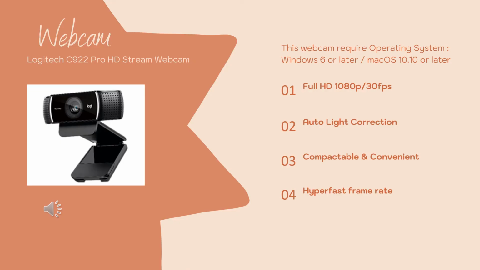For input devices, firstly, he needs a webcam in order for him to join his online class. For a webcam, I recommend Logitech C922 Pro HD Stream webcam. This webcam requires OS Windows 6 or later or Mac OS 10.10 or later. The features are Full HD, Auto Light Correction, compatible and convenient, and also it hyper-fast frame rate.